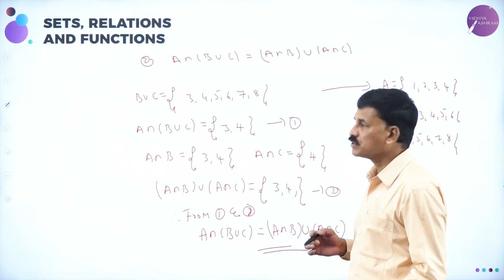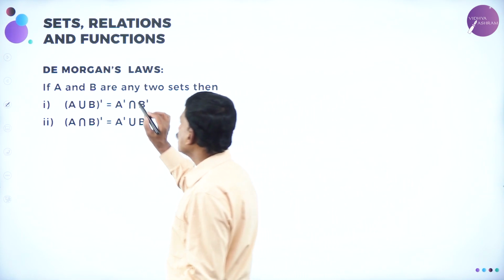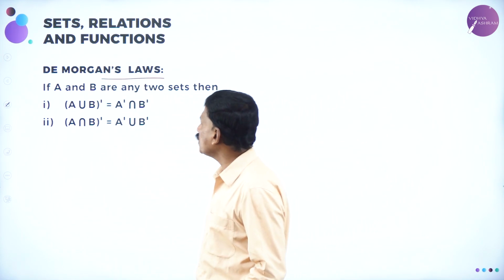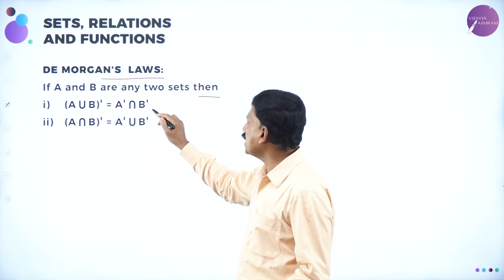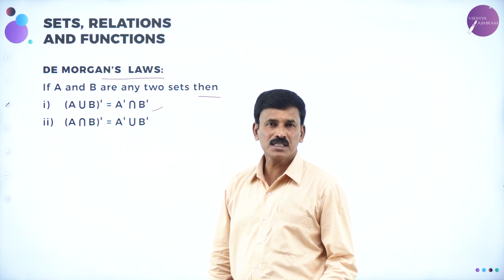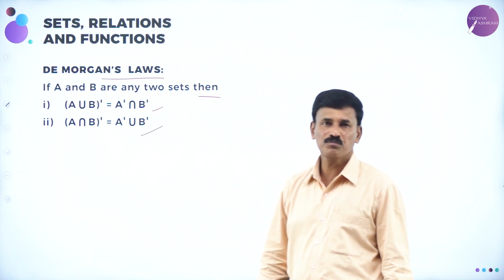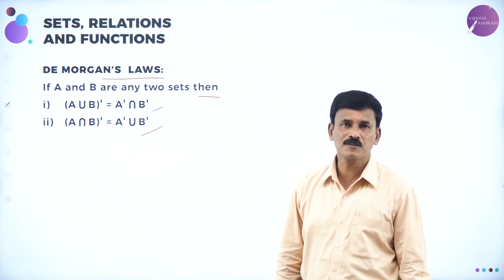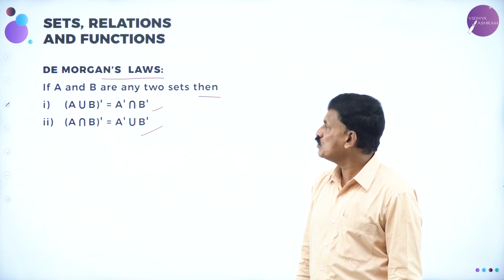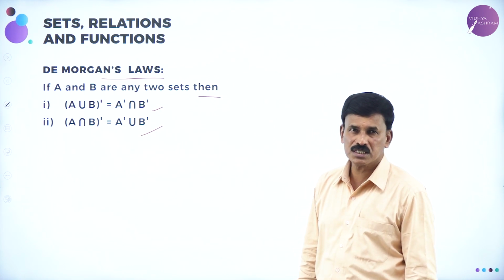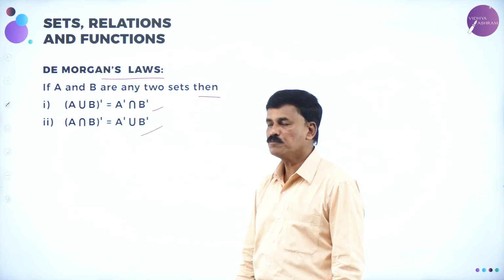Okay. Hope you followed. Now, let us come to the last property, that is De Morgan's law. So, what is De Morgan's law? If A and B are any two sets, then (A union B) whole dash is equal to A dash intersection B dash, and in case of intersection, (A intersection B) whole dash is equal to A dash union B dash. These are called De Morgan's laws.